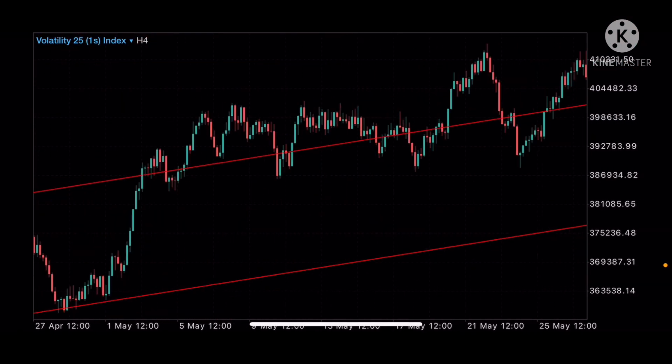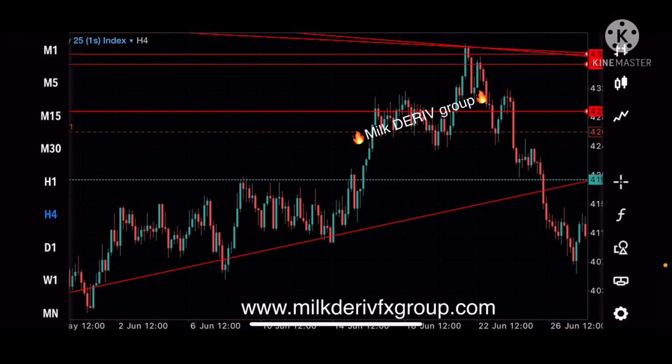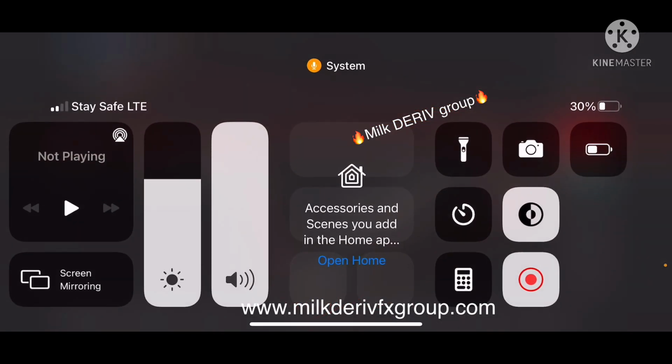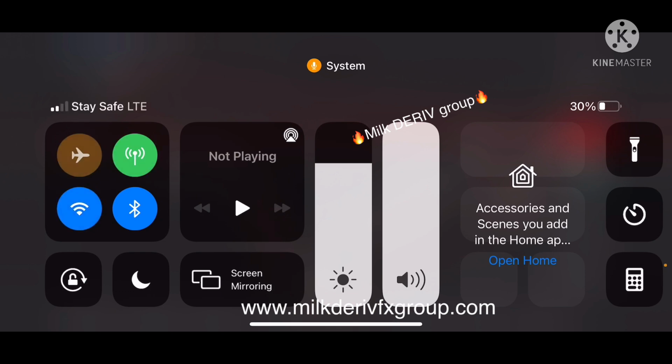Yeah, welcome once again. This is how the stuff looks. I'm going to explain it to you. You can see there are lots of trend lines here. Sorry, let me put on my airplane mode so that I won't receive messages. Sorry for that, so I won't receive messages from people.